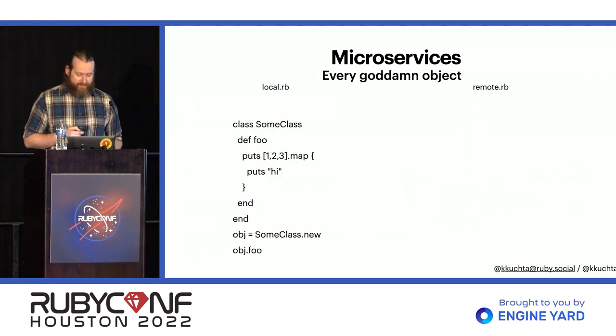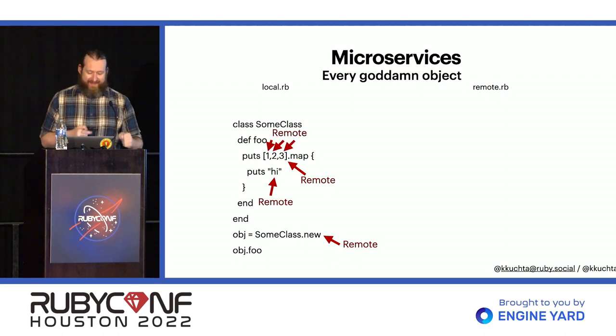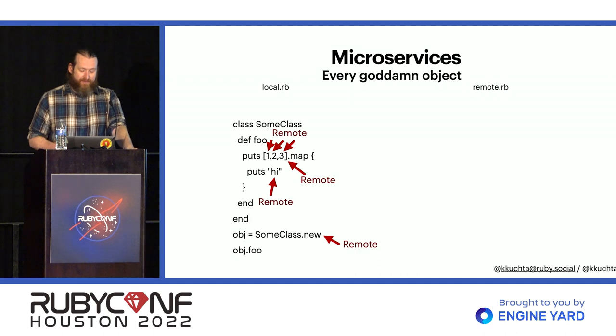Let's see how it works. And it does. This is a remote object now. And so is this, and so is this, and so is this. They're all microservices, ha! Let's see how it works in real life.